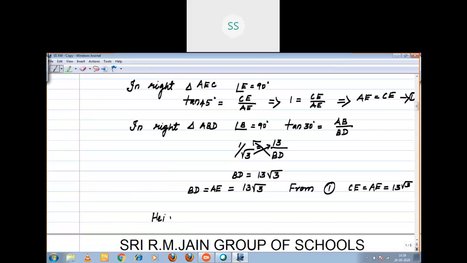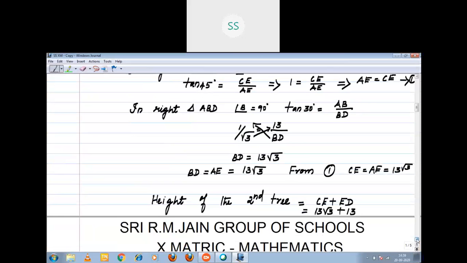Got it, children? Now they are expecting the height of the second tree. Height of the second tree equal to CE plus ED. CE what we found? 13 root 3. ED what is it? 13. Got it?